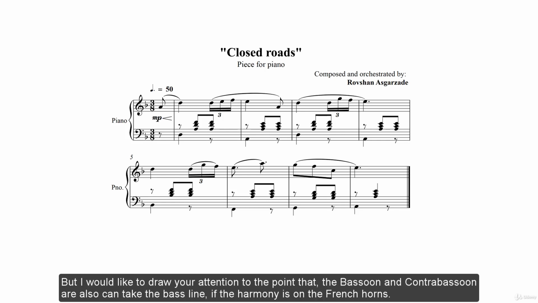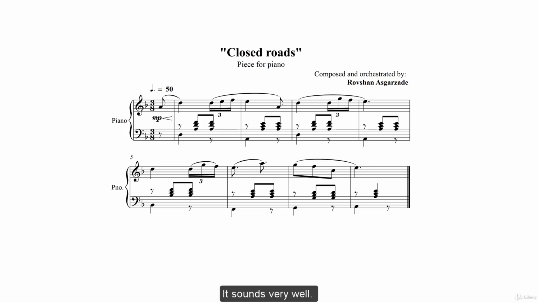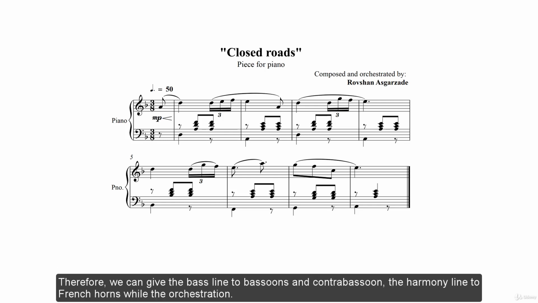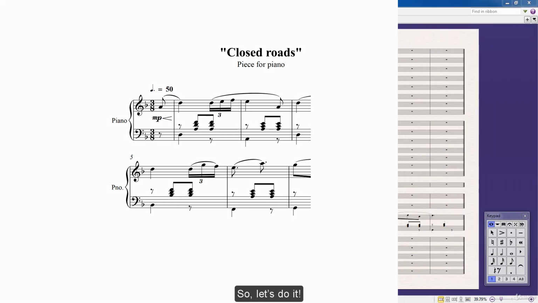But I would like to draw your attention to the point that the bassoon and contrabassoon also can take the bass line if the harmony is on the French horns. It sounds very well, because the French horn is the unique instrument from the brass family which blends inside the woodwinds as a woodwind instrument and inside the brass section as a brass instrument. Therefore, we can give the bass line to bassoons and contrabassoon, the harmony line to French horns in the orchestration. So, let's do it.